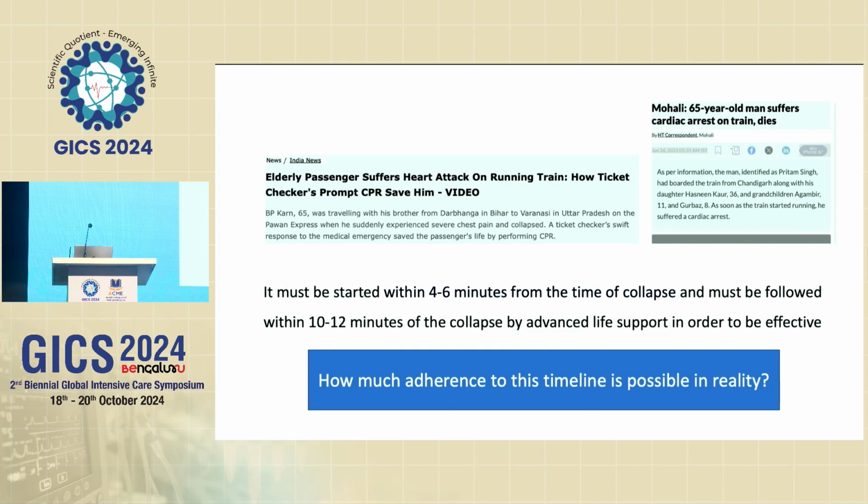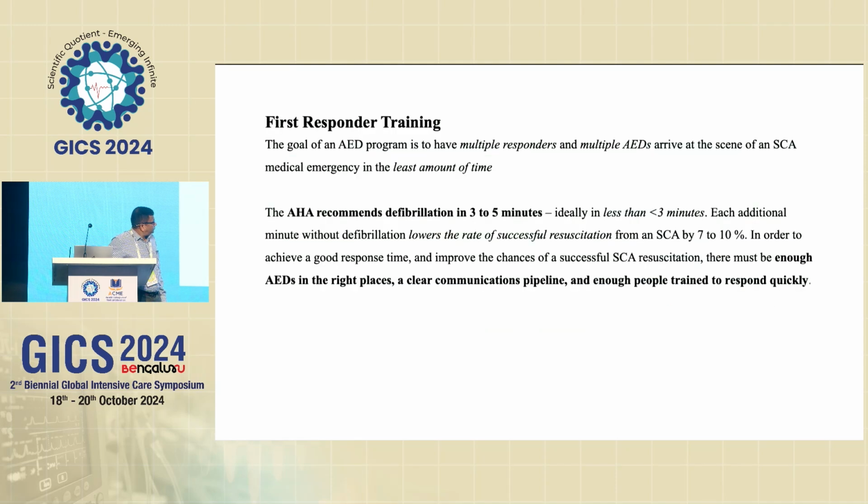Thank you, sir. But it must be started within 4 to 6 minutes of collapse. Still, we are lagging behind. As I know, I can't see AEDs even here. So how is it possible? I basically work in a medical college in Udaipur. Sticking to this reality, it usually takes around 10 minutes and it finishes off. So only 10 minutes. Well, thank you.